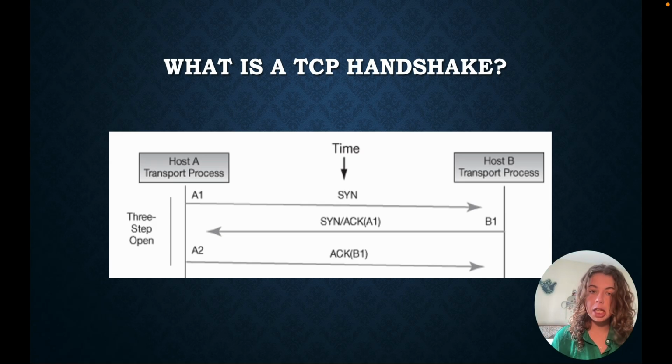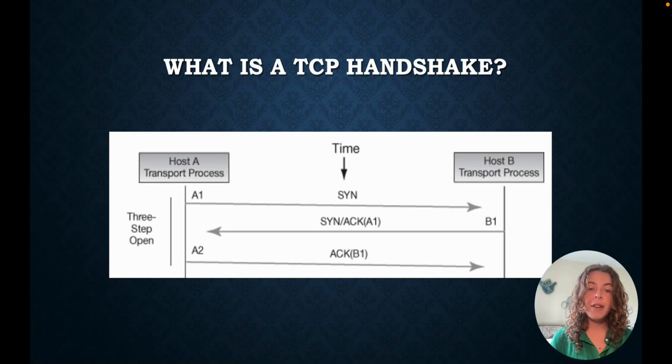Starting off with SYN, synchronize. The client sends a TCP packet with the SYN flag set to the server. This is the client's way of saying, I want to establish a connection. Then we have the SYN-ACK, synchronize acknowledgement. So this is when the server responds with a TCP packet that has both the SYN and ACK flags set. This means the server has received the client's request and is ready to establish that connection.